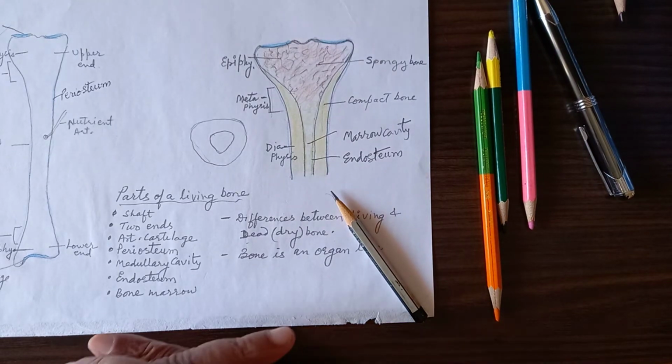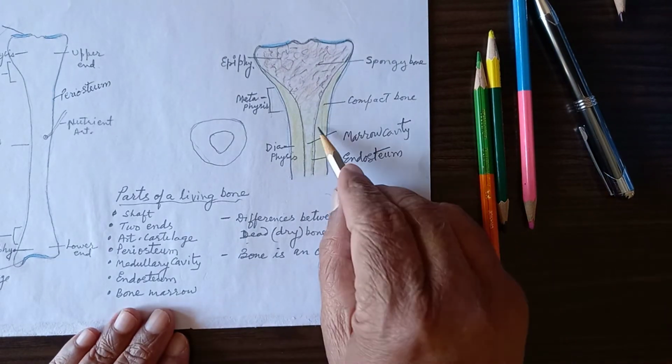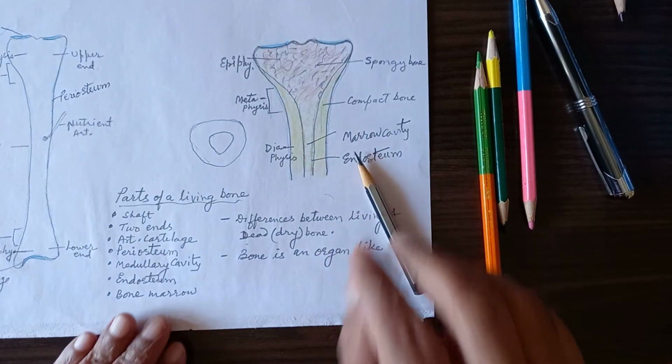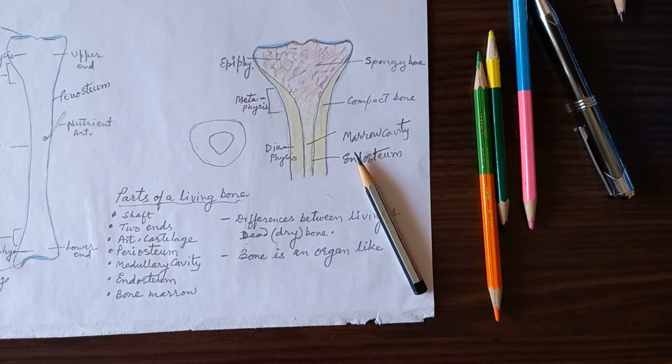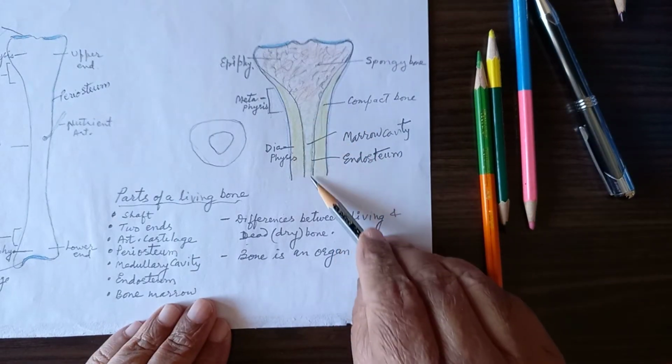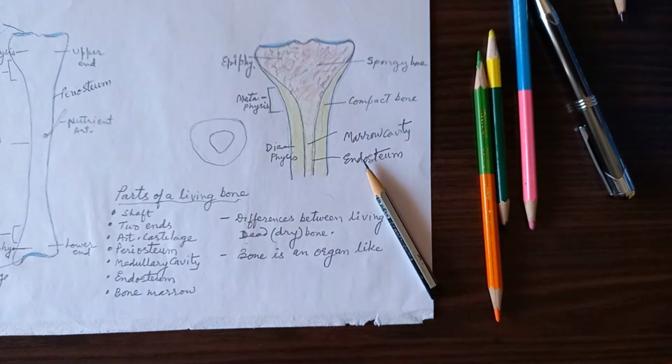The inner layer is endosteum, which is mostly made up of the epithelial layer, resting on a little connective tissue. Otherwise, it has no fibrous membranous structure. That is endosteum.